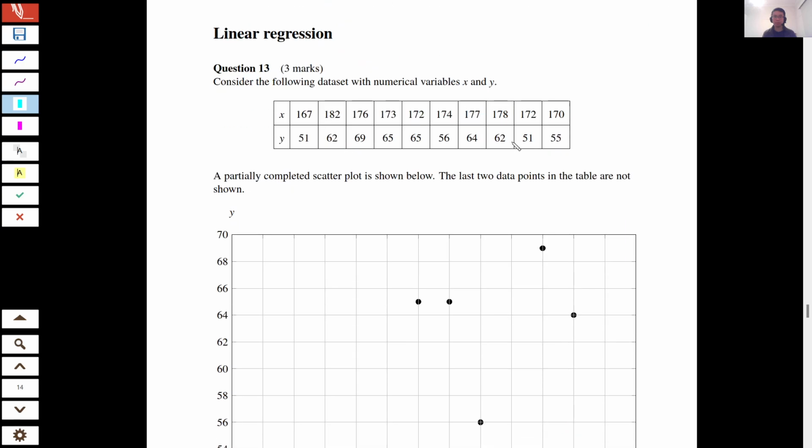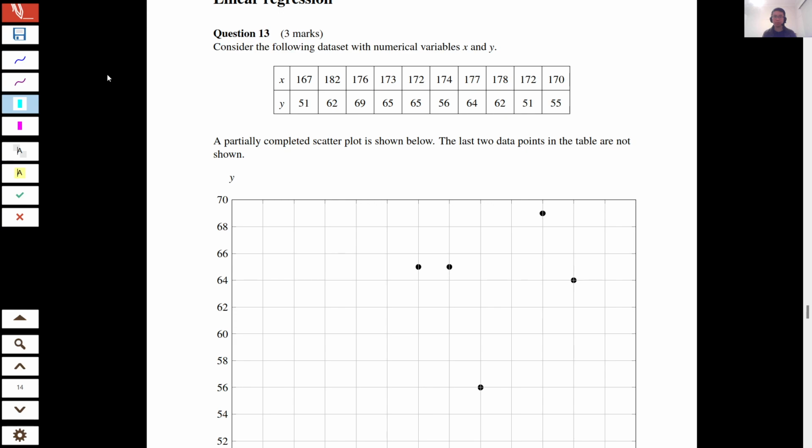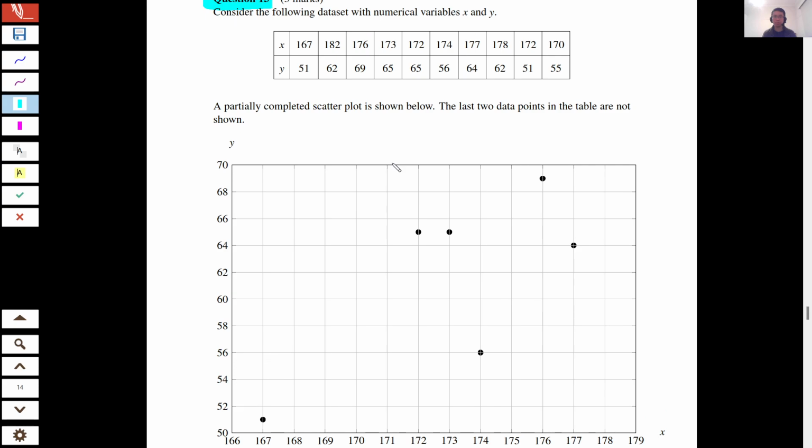Okay, the next one I want to draw your attention to is question 13. So on question 13, I made a big mistake. You'll notice that there are 1, 2, 3, 4, 5, 6, 7, 8, 9, 10 data points. And I've said the last 2 are not shown. But if you count the data points here, there are 1, 2, 3, 4, 5, 6. 6 plus 2 gives you 8, which is not 10. So the reason is I forgot to include this one. It's actually off the scale. And I also forgot to include this one.